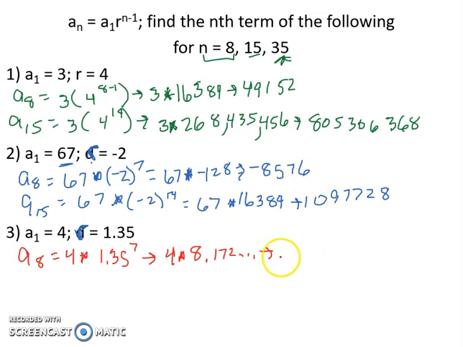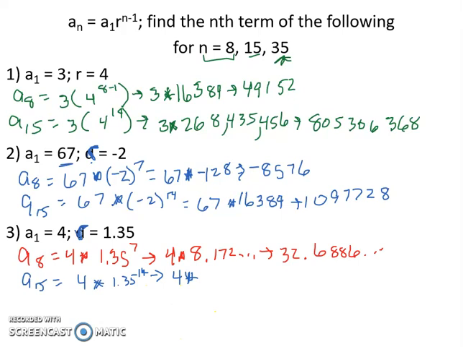So this is going to be about 32.6886 and a whole bunch more decimals. So that only went up to 32. So that's not a huge jump. But again, we have a much smaller ratio. We have a decimal on that one. A15, we have 4 times 1.35 to the 14th power.